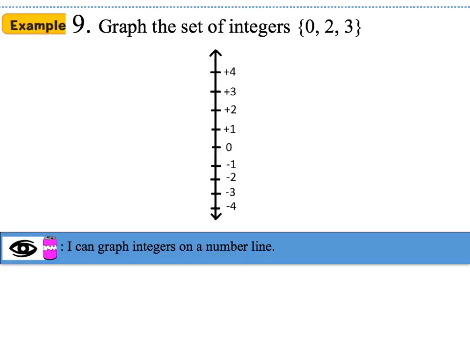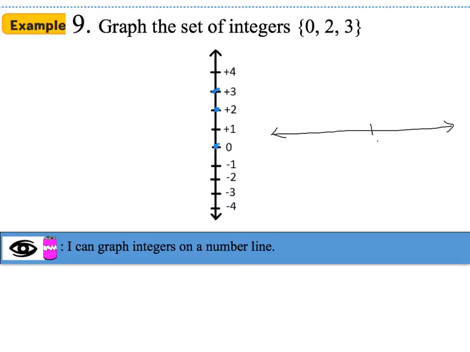So let's go ahead and graph the set of integers for problem number 9. The first integer we want to graph on a vertical number line is 0. So here's 0 right here. Our second integer that we want to graph is +2, so that's going to go above 0. There it is. And our third integer is +3, and it goes above 0 as well, because that's the positive region.